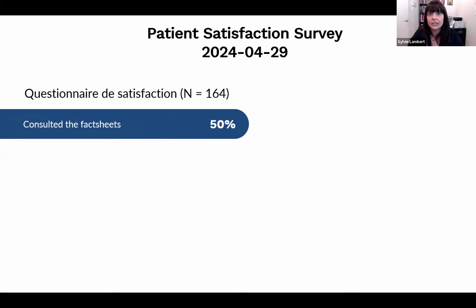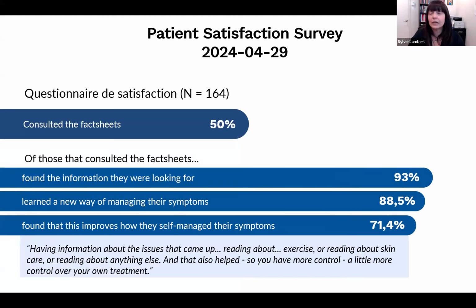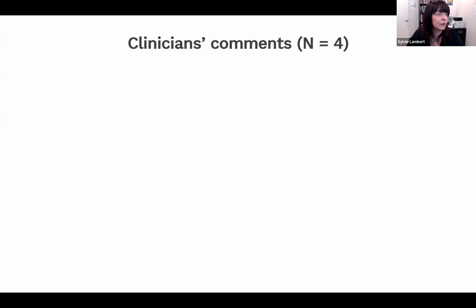Then we worked with clinicians. When we saw that it was 50%, we developed a pamphlet that clinicians can give to the patient and say, I approve. We realized the extent to which patients really need the seal of approval from their clinicians to use anything that is seen as exterior to the clinical encounter. But those that did consult them learned something from the fact sheets and learned new ways of managing their symptoms.